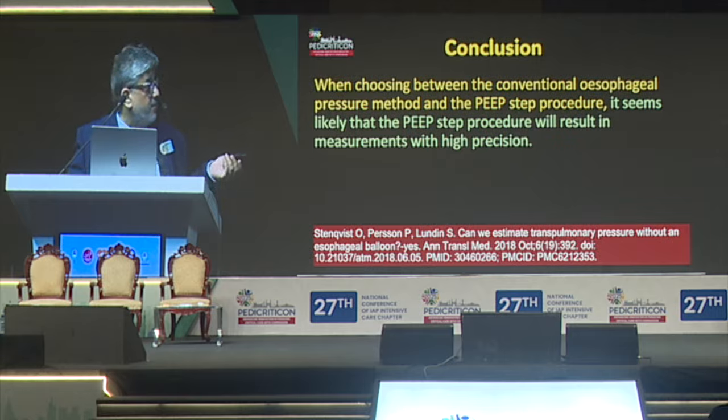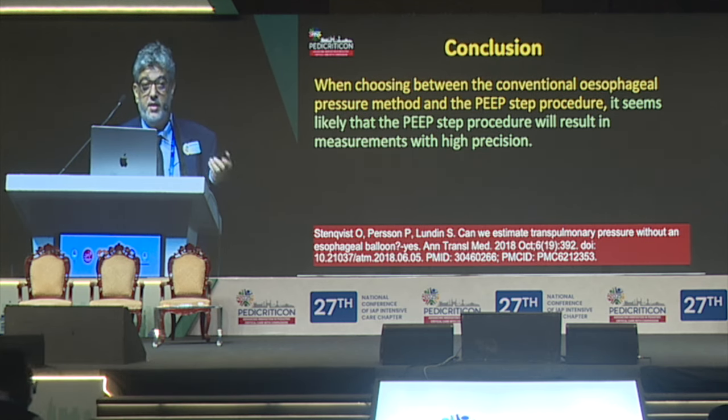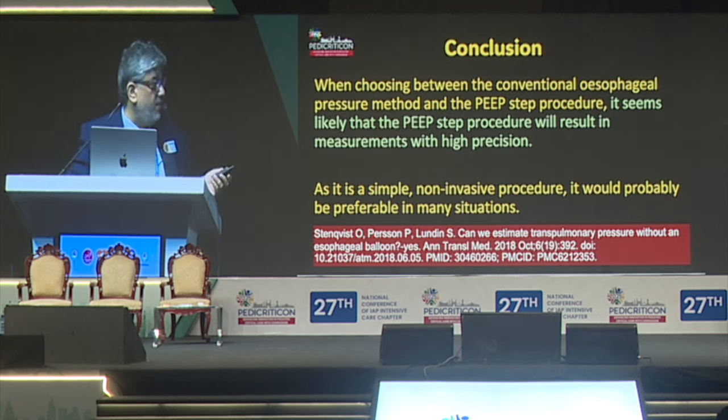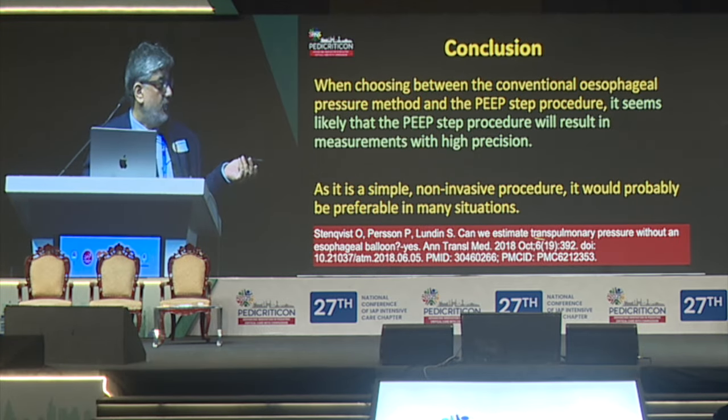in his research paper, in his review paper commented, which was very interesting, is that when choosing between the conventional esophageal pressure method and this PEEP-step procedure, it seems likely that the PEEP-step procedure will result in measurements with higher precision. Because esophageal pressure is very inaccurate and it gives you only regional information, not entire lungs information. And as it is a simple, non-invasive procedure, it would probably be preferable in many situations, depending upon scientific progress in the next few years as we get more refined tools.